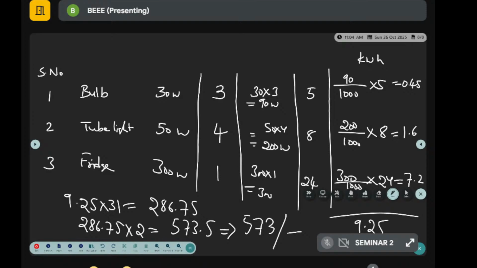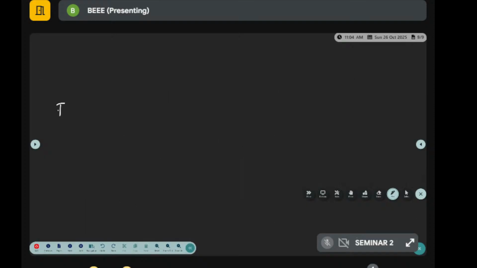So here, after getting this 573, the question does not give further details. For example, there may be a fixed charge, maybe 100 rupees. And one is tax, they will give 7 rupees, not more than that, tax is 7 rupees or 10 rupees. You may add these two to the electrical bill. So 573 plus 100, 673, plus 7. Like that you may have.